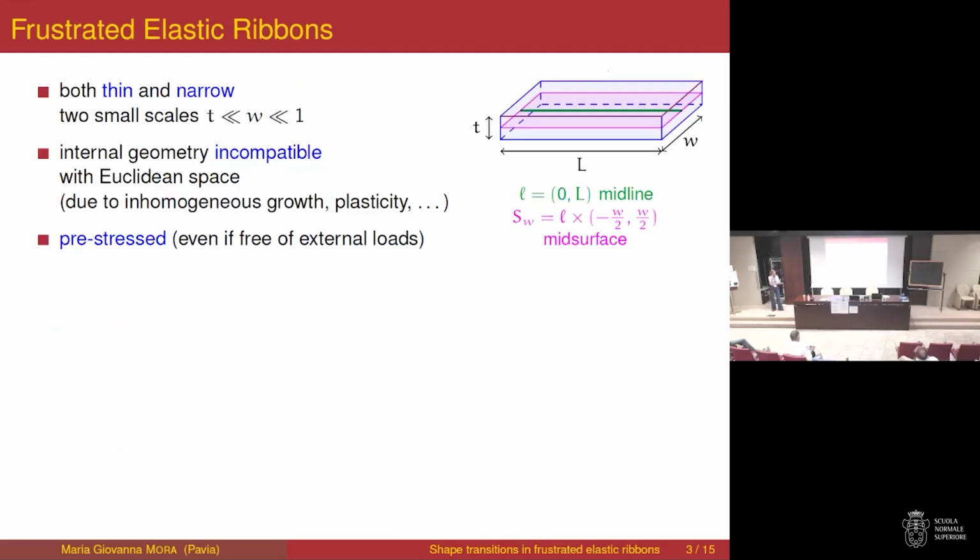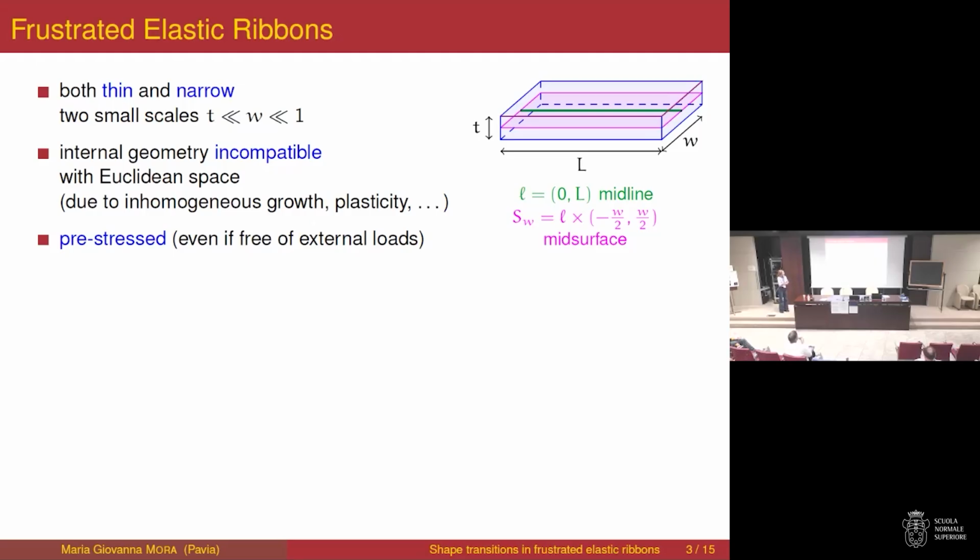Okay, so let me start by pointing out some of the key features of the structures we saw in the previous slide. They can be modeled as ribbons, in the sense that all the structures we saw are both thin and narrow, but they are thinner than narrow. So we can imagine that we have two geometric scales: T stands for the thickness and W for the width. They are both small, but T is much smaller than the width. These objects are called ribbons.